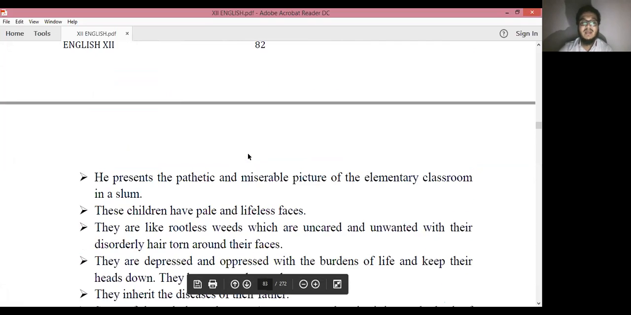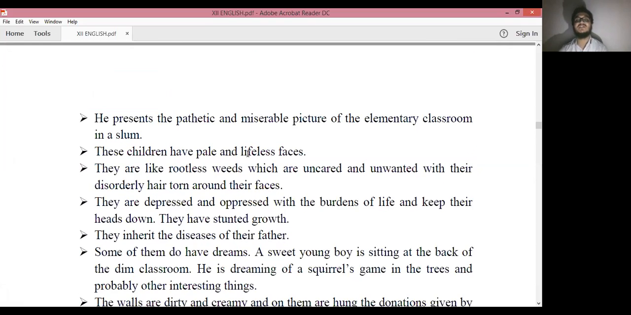So come to the next one. He presents a pathetic and miserable picture of an elementary classroom in a slum. Students, I hope you remember the very opening stanza. I explained it in detail in the first class, and kept the rest for the next class. The first stanza describes the general observation of the class, the students' observation, how they are and what their living condition is. From here we are able to see it presents the pathetic and miserable picture of the elementary classroom in a slum.